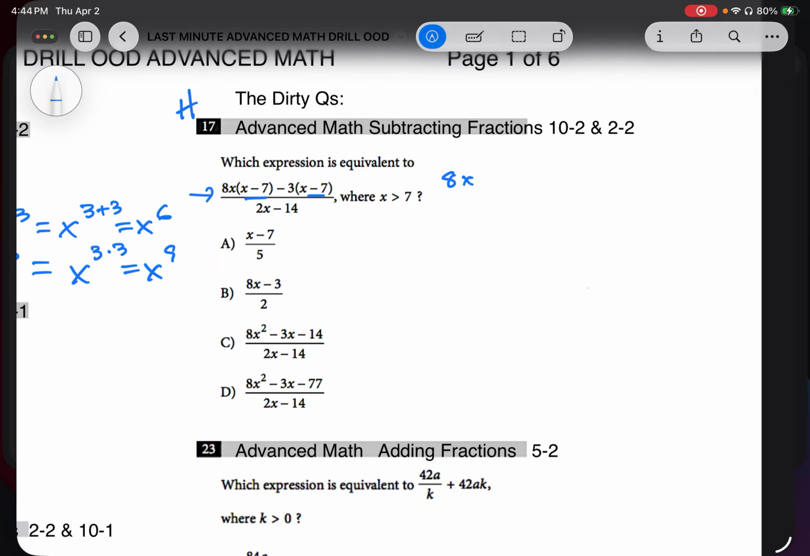Now, during the test, when I do this, some students are like, oh, should I plug it into Desmos? No. They want you to do it. You're going to get lost. You're not going to know what to look for. Minus 3 times x minus 7, right?